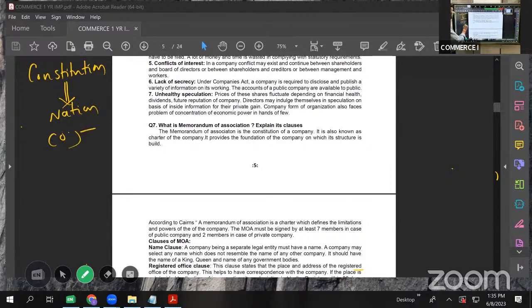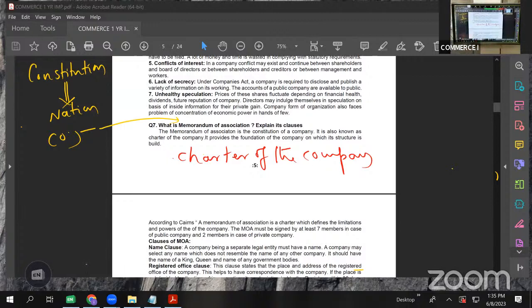That constitution is called the Memorandum of Association, or it is also called the Charter of the Company. Very simply speaking, for a nation it is the constitution, and for a company it's the Memorandum of Association, MOA. So what is this MOA? What is its definition, and what are the contents of MOA that we will learn today? What are the clauses written in MOA?